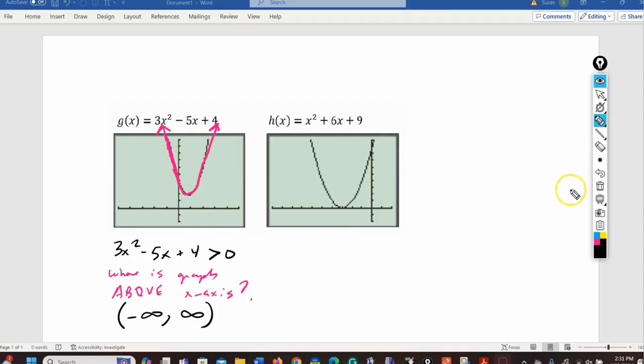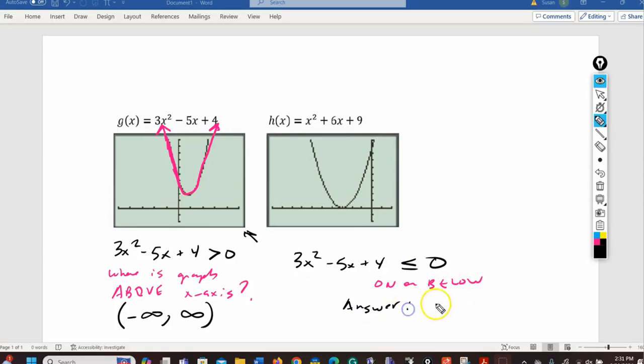What if you were asked for this one? So we're still on this graph. Where is that graph less than or equal to? Well, where is it on or below? And it's not on it anywhere, and it's not below it anywhere. So the answer is nowhere, but how do you type that? You can't type the word nowhere. You'd use the null set symbol or the empty set symbol. So curly brackets with a space in there.